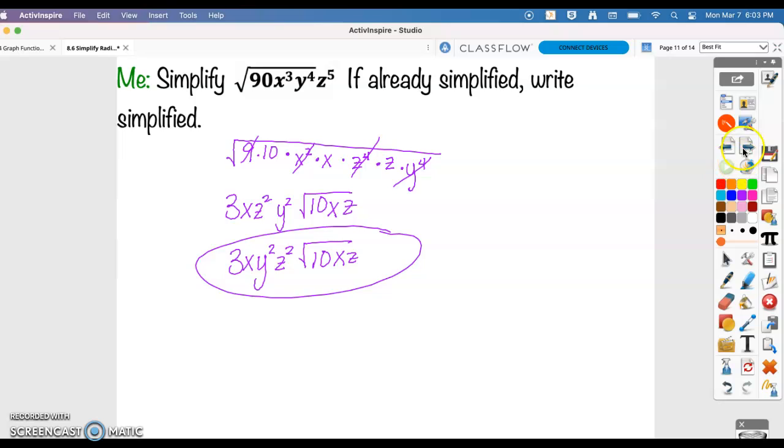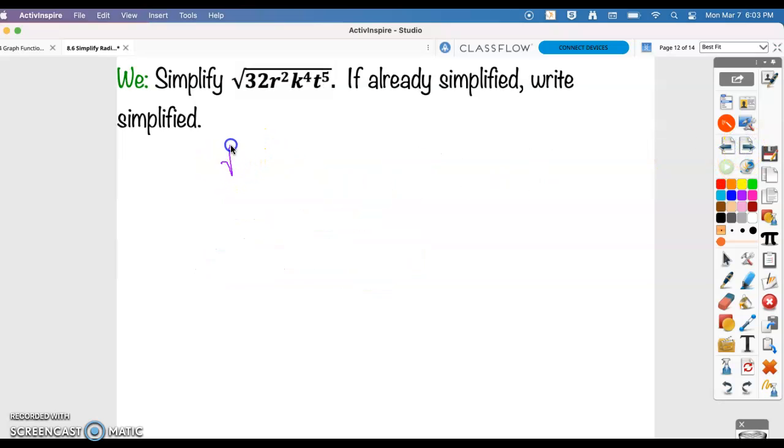Okay, let's do another one of that. Okay, 32, so start there. What numbers can I multiply together? I've got, let's see, 16 times 2. Okay, that's how I can get a perfect square. R squared, so we're going to leave that one. K to the 4th, we're going to leave that one because that's a perfect square. And then t to the 5th, so I can do t to the 4th times t.